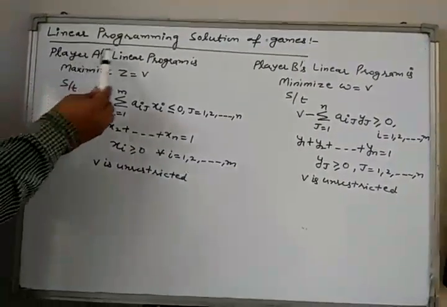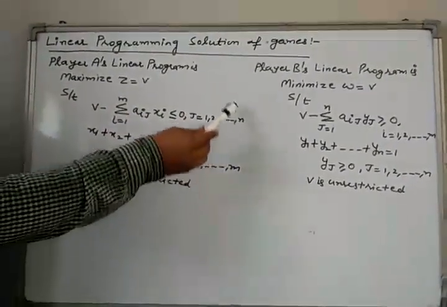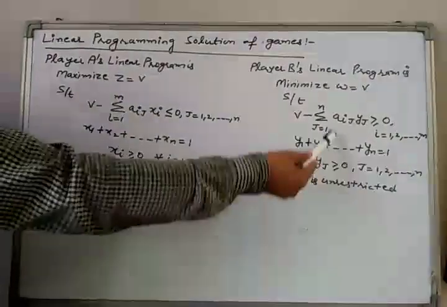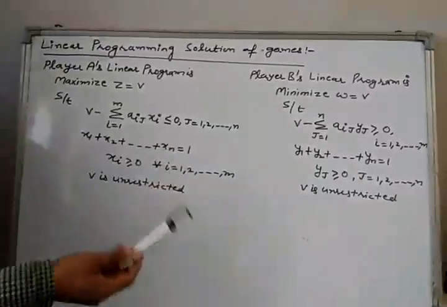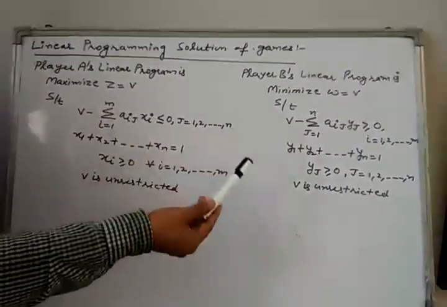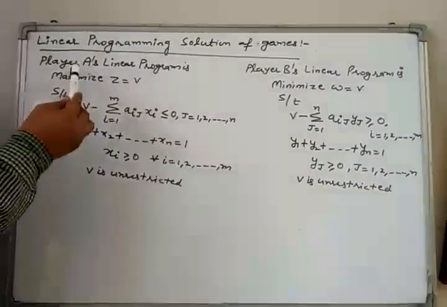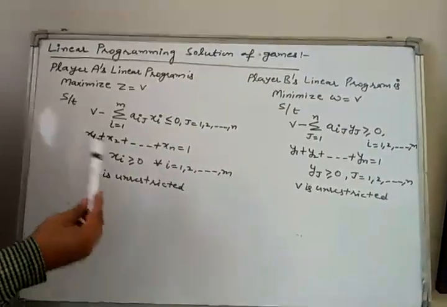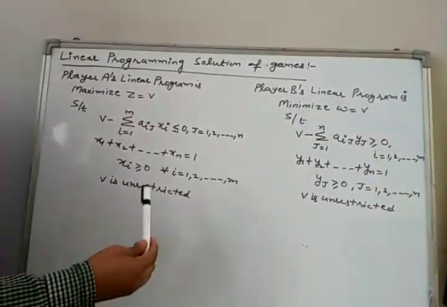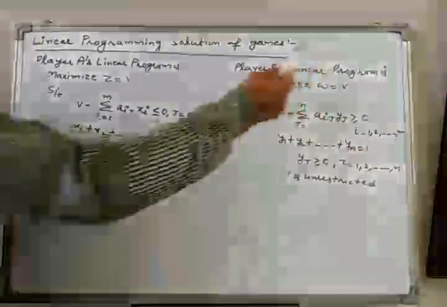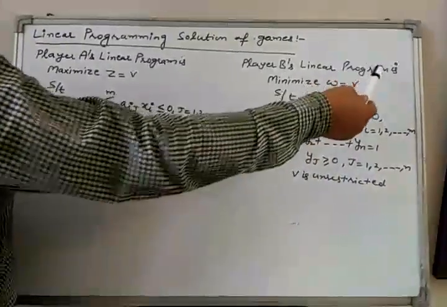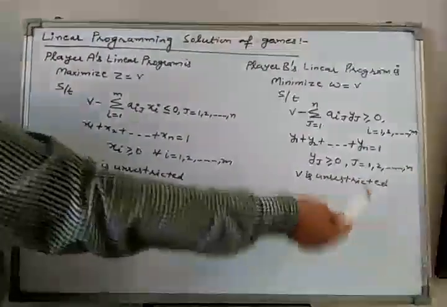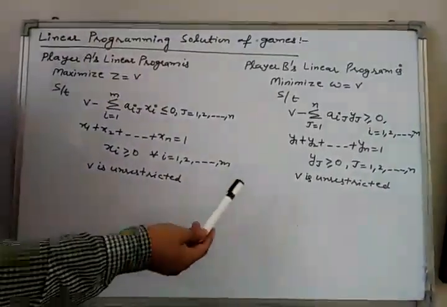Now this is player A's linear program and this is player B's linear program. We already discussed how these programs are established. After solving player A's linear program, we can find the values of probabilities x1, x2, so on up to xm, and after solving player B's linear program, we find the values of probabilities y1, y2, so on up to yn. Moreover, we find the value of the game.